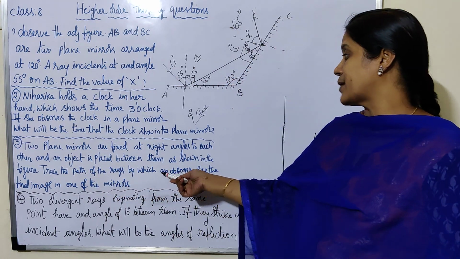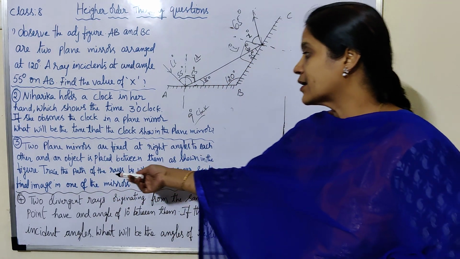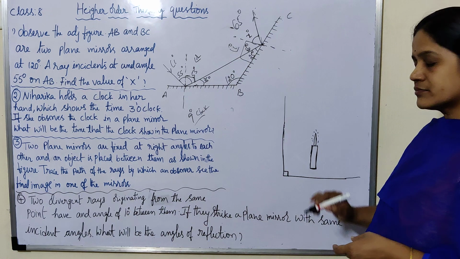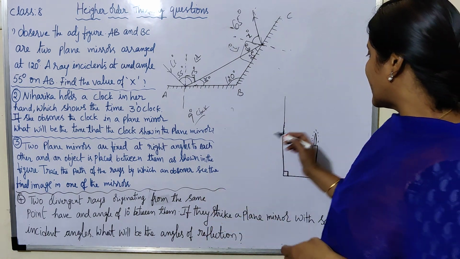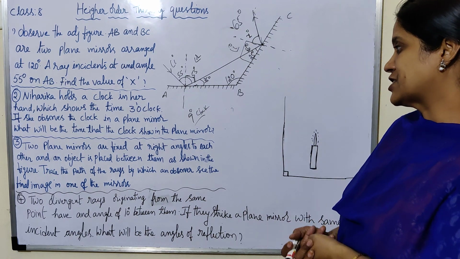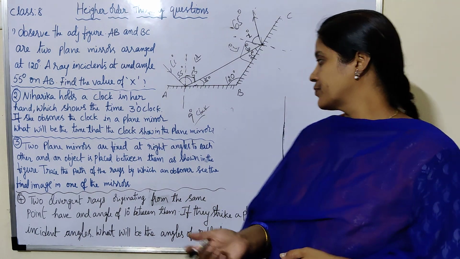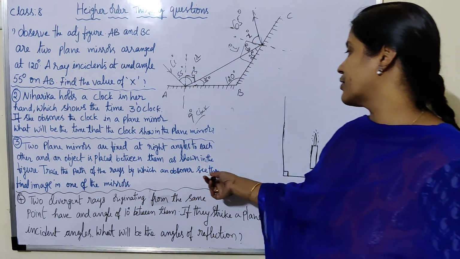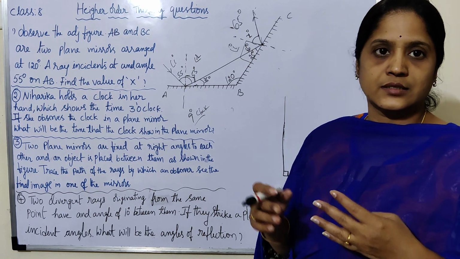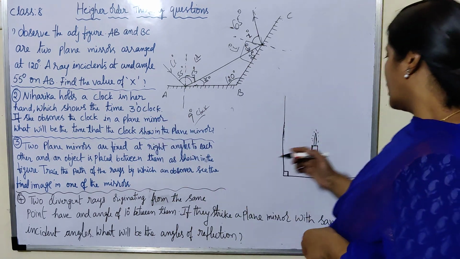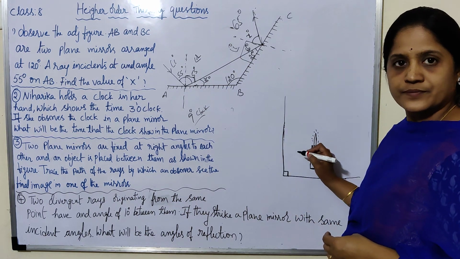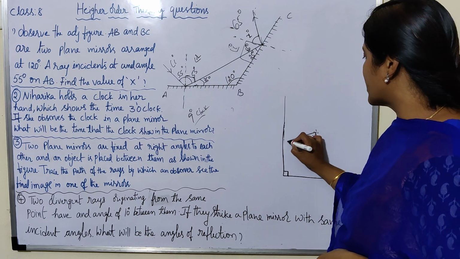Trace the path of the rays by which an observer sees the final image in one of the mirrors. So when the candle is burning, it gives light. The light rays fall on the mirrors and reflection takes place. When the reflection takes place, you find the image. So how it forms an image, you have to draw the figure. Generally we get the rays from the flame only, not from the bottom. So light rays are coming from the flame of the candle.